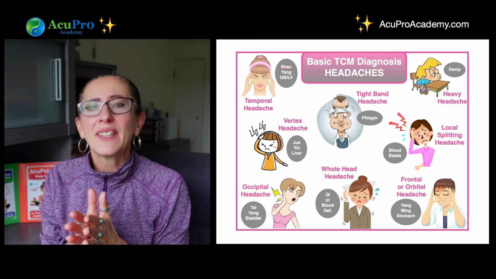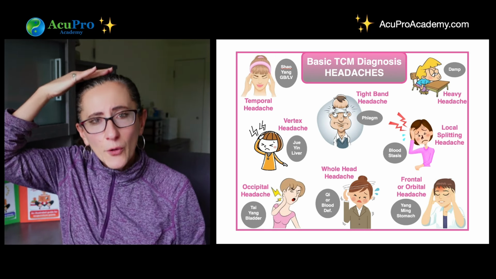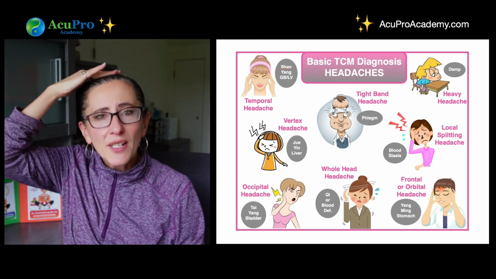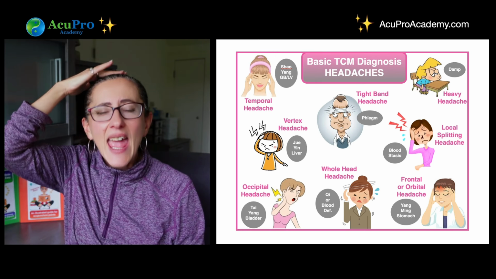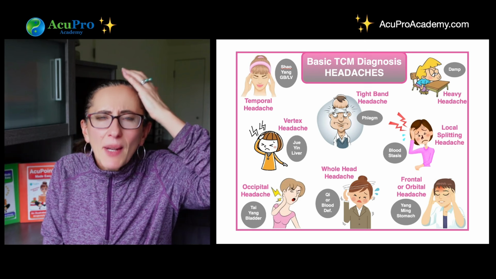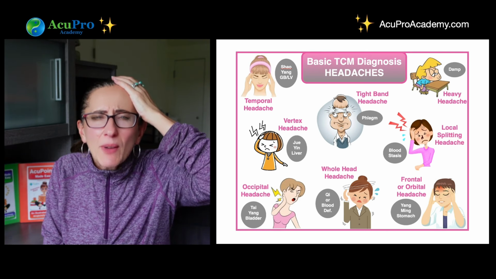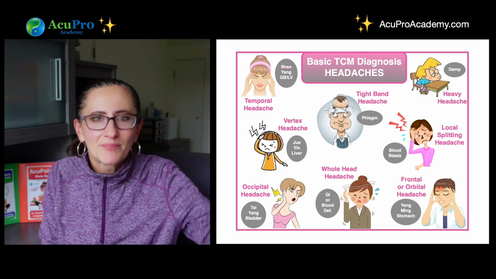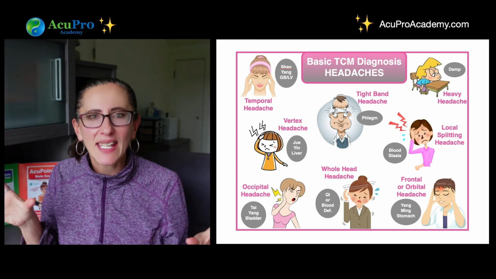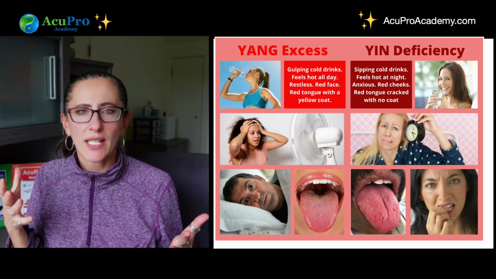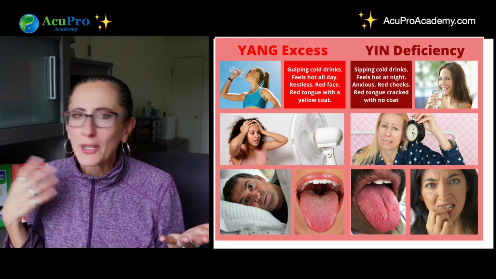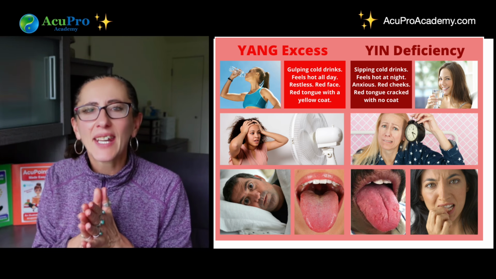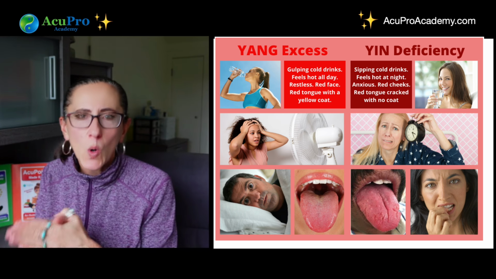Makes sense? And then if it is on the top or the vertex, it's usually going to connect with the kidney and the liver. And if it's a splitting migraine and really painful pounding, that is usually blood stasis. This is how we answer pain. And the last question is the heat and the cold. Are you someone that is hot easily or cold easily?